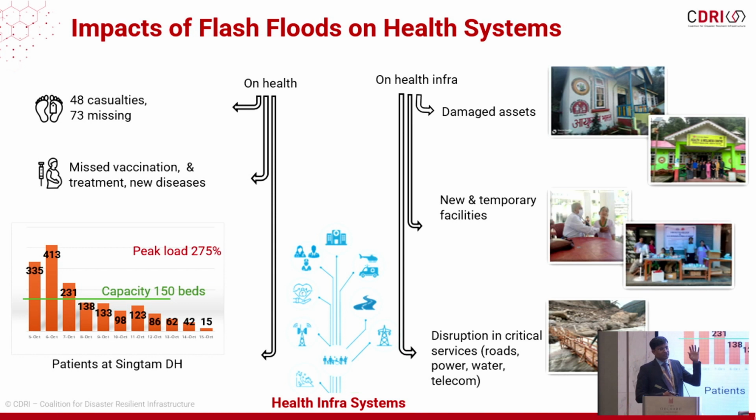If we focus on the impact on the health infrastructure, then obviously there are damaged hospitals and there are damaged systems within the hospitals. The government had to create new and temporary facilities so that the basic health services can be resumed. And in addition to that, due to disruptions to the roads, power, water, telecom line, sanitation line, even the hospitals which were not affected directly were performing much below capacity or were inaccessible by the people. So when we think of health infrastructure system, it's an interconnected system of other infrastructure as well.